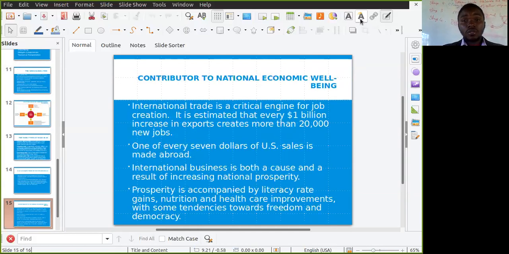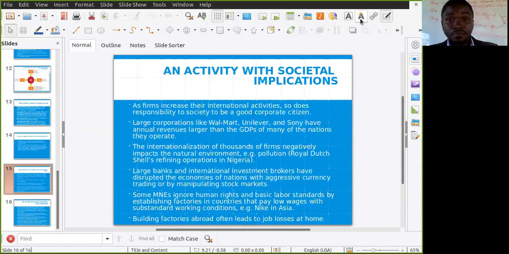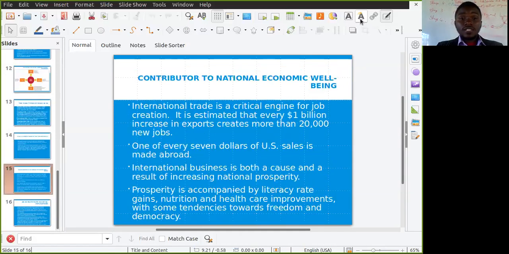Contributor to economic well-being. International trade is a critical engine for job creation. It is estimated that every $1 billion increase in exports creates more than 20,000 new jobs.